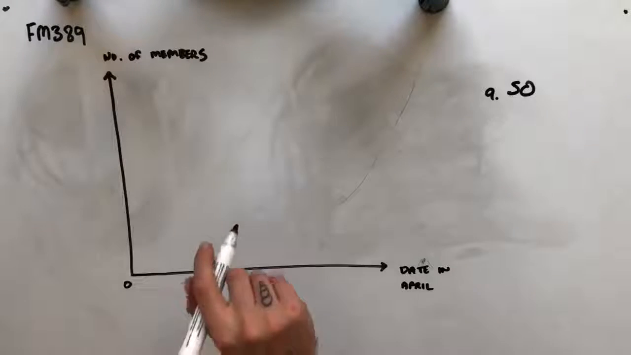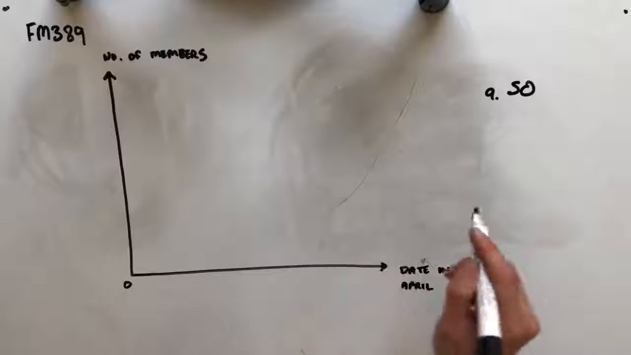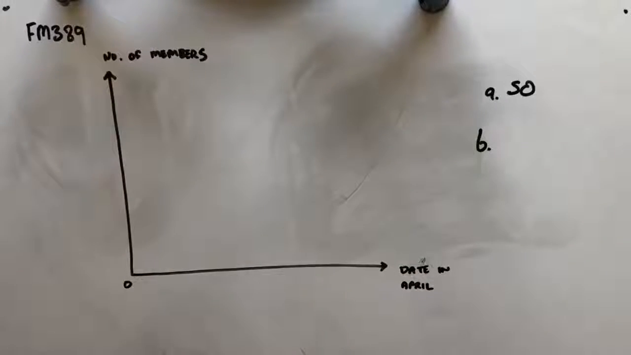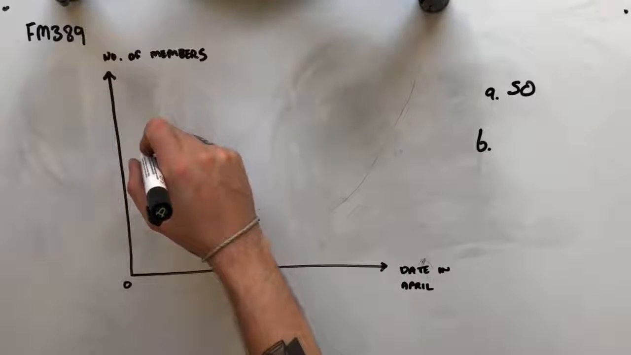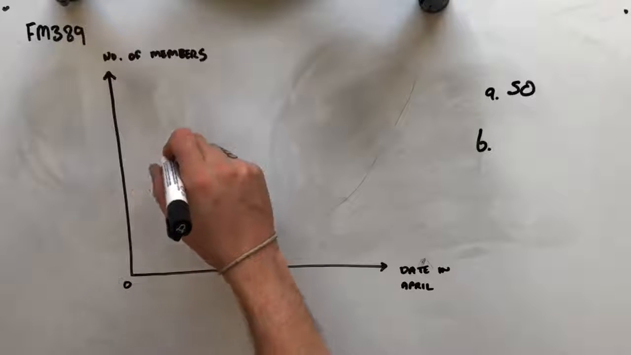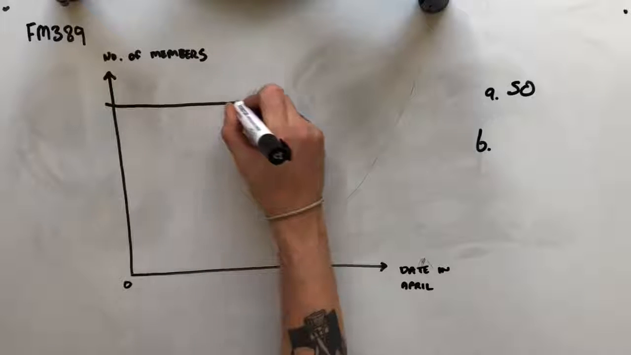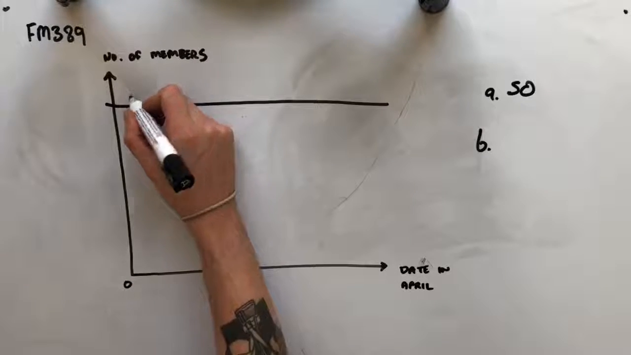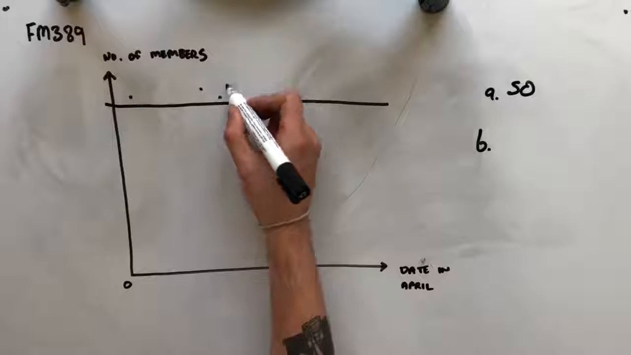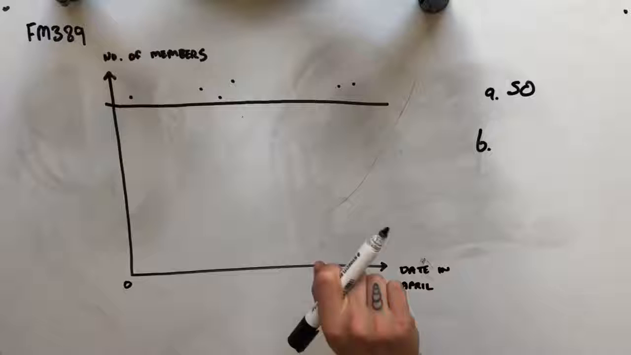Question B then says, on how many days in April did more than 65 members go to Average Joe's gym? In order to do this, what we want to maybe start by doing is, and you could use a red pen or a different color pen, maybe a green pen if you've got one, you can put a line straight across for 65, meaning that any data point above there should indicate to you that more than 65 people went to the gym on that day.